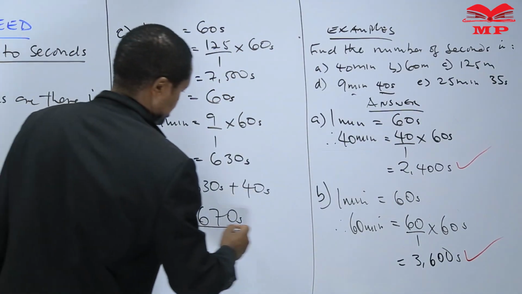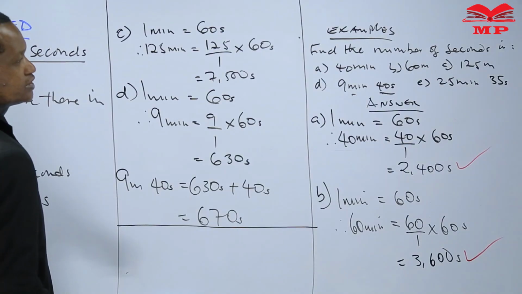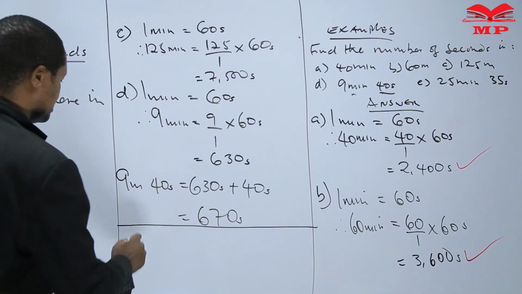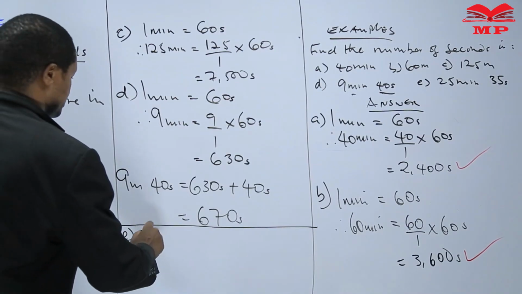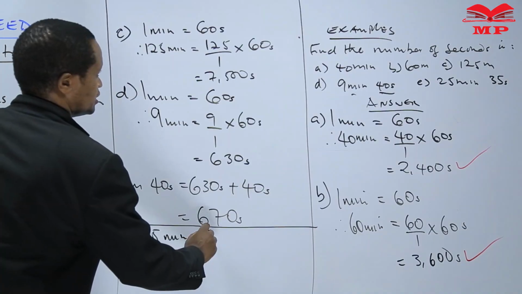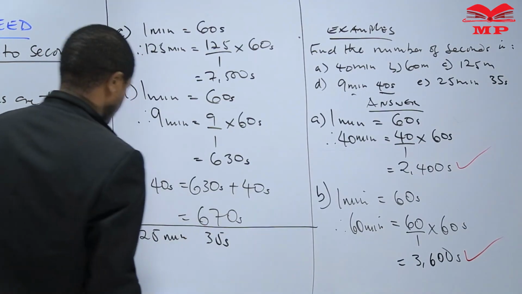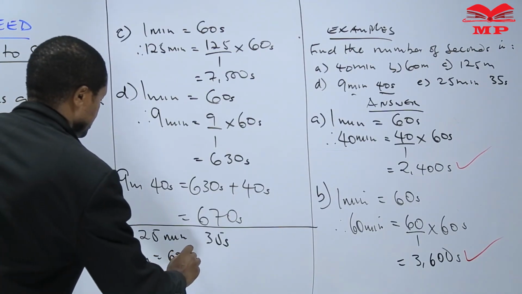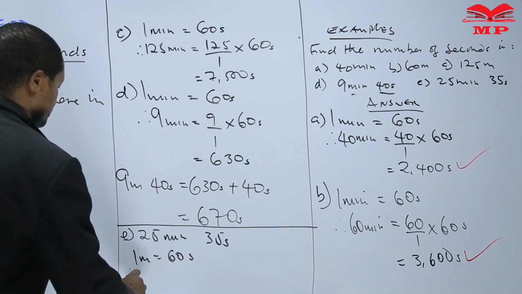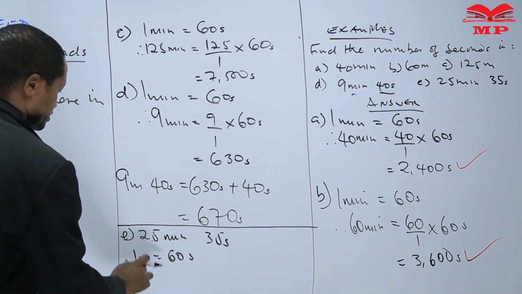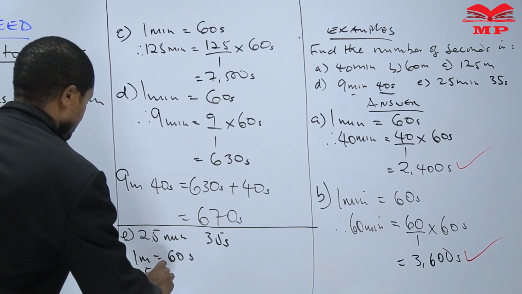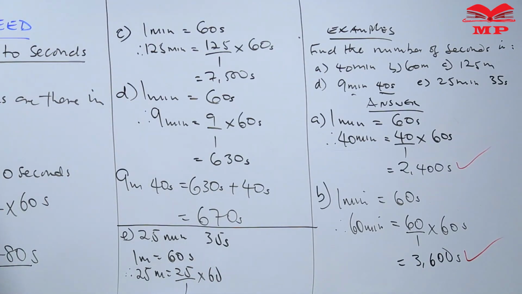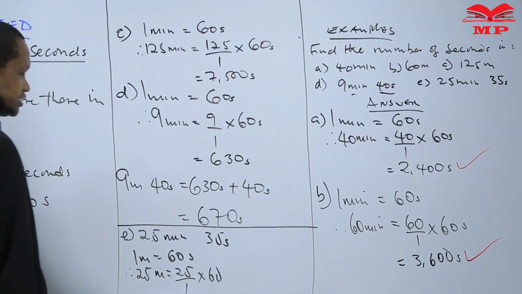We need to convert 25 minutes and 35 seconds into seconds. That is E. We know 1 minute is equal to 60 seconds. Therefore we convert this 25 first. 25 minutes will be equal to 25 over 1 times 60.